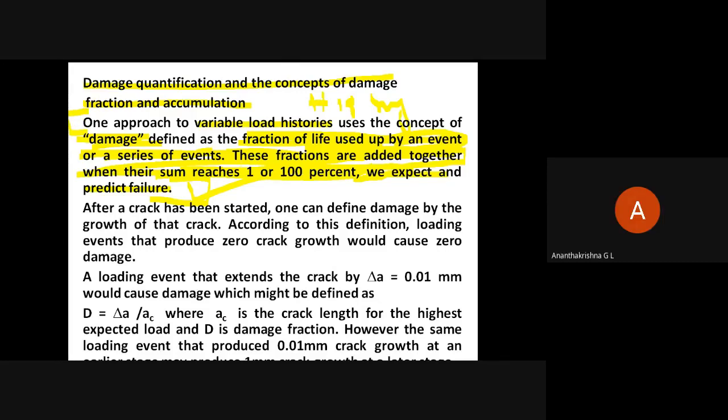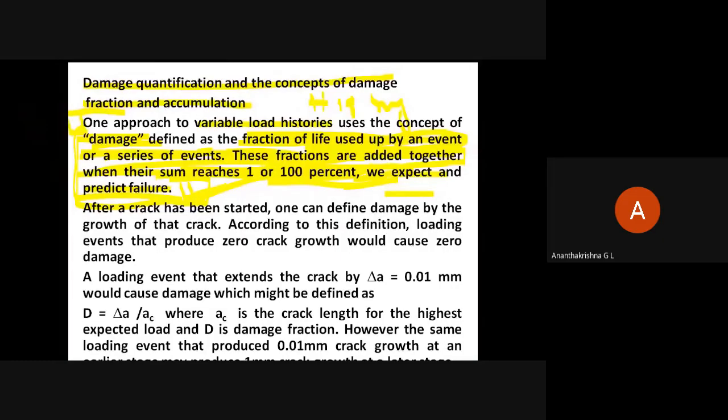Getting high sugar or high BP is a damage or an event. These events continue to eat away other parts of the body, and when these fractions reach 100%, we can predict that failure is going to occur. That is, once a person gets high sugar, kidney failure, eye failure, heart failure, everything happens, and we can predict failure. Similarly, for machine components, the presence of a small crack is an event. If this grows further, and once it reaches 1 or 100%, we can predict failure of that component. Could you understand what this damage is all about?